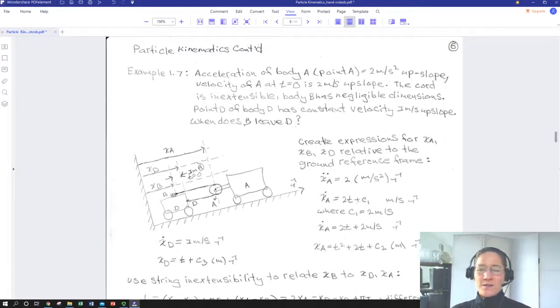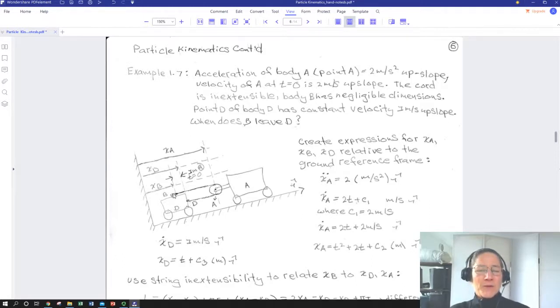A handy way to do that is to create expressions for position and velocity and acceleration of all of our 3 bodies of interest, A, B, and D. Pretend they're all particles, with the exception of D, which we're going to look at as a particle at this one point, because we really don't care about the rest of it. We really only care about this 1 meter separation. We don't care that it's a cart that has big volume. Cart D is really point D.